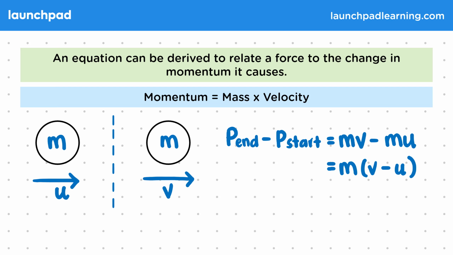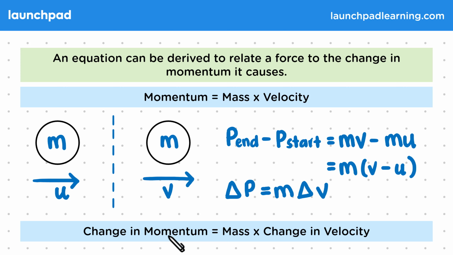We can then simplify this equation by writing it as delta p equals m delta v, where this triangle is the Greek letter delta. In algebra, it usually means change or difference. So in words, this is the change in momentum is equal to the mass multiplied by the change in velocity. Now to figure out how this equation can be related to force.